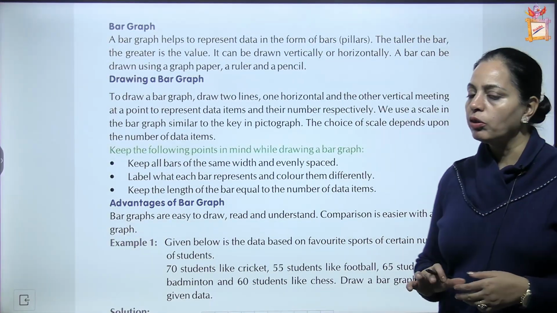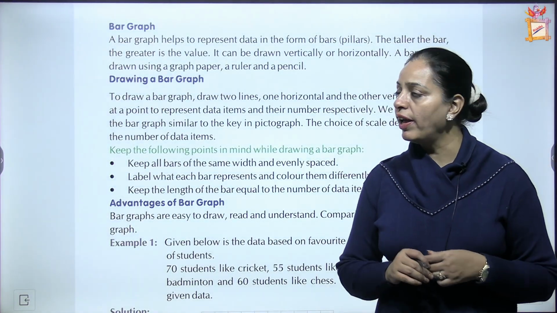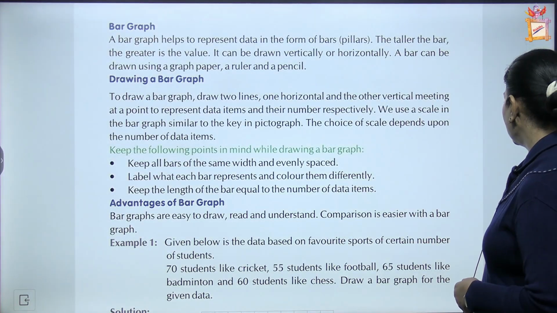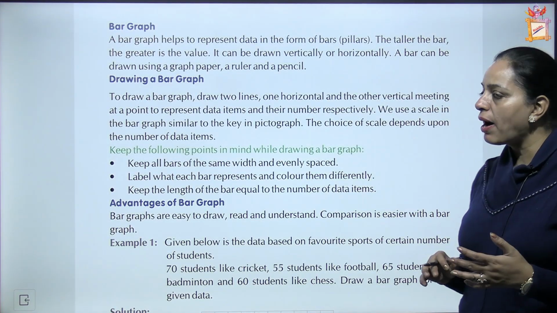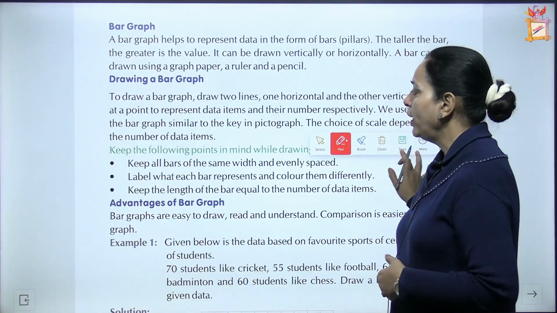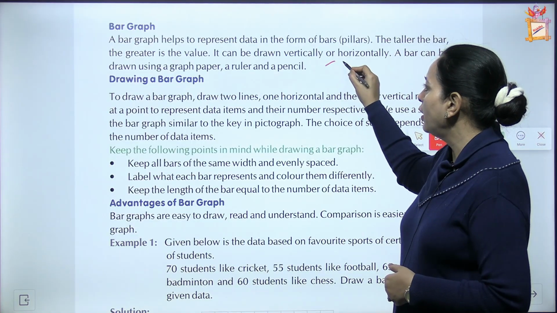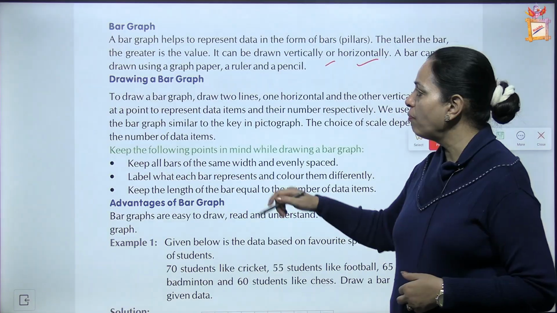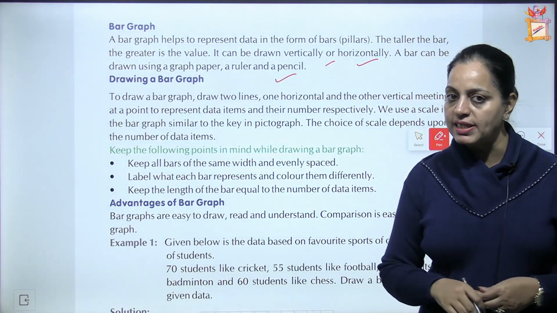Now we are talking about bar graph. A bar graph helps to represent data in the form of bars, means pillars. The taller the bar, the greater is the value. It can be drawn vertically or horizontally. A bar graph can be drawn using a graph paper, a ruler and a pencil.